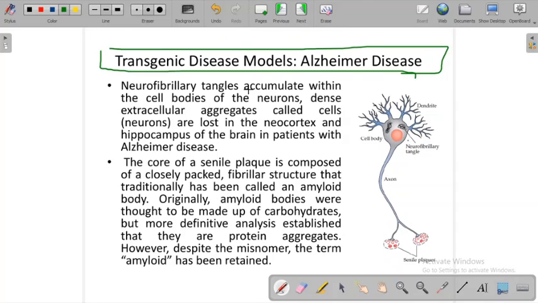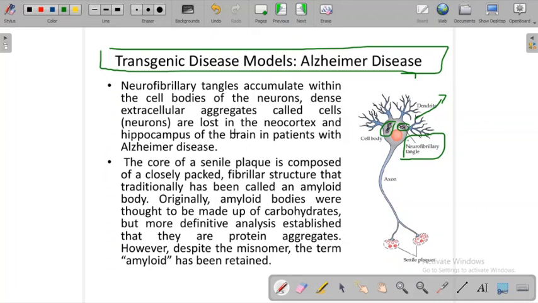Alzheimer's disease is because of neurofibrillary tangles, the production of these neurofibrillary tangles which accumulate within the cellular body of neurons. You can see here, these fragmented bodies. They are accumulated in the dendrons and axons also, neurofibrillary tangles. And because of this, these neuron cells are not able to pass any message from one end to the other end.